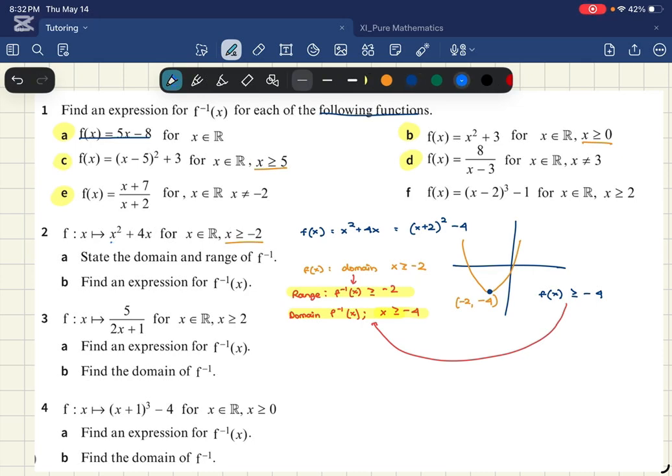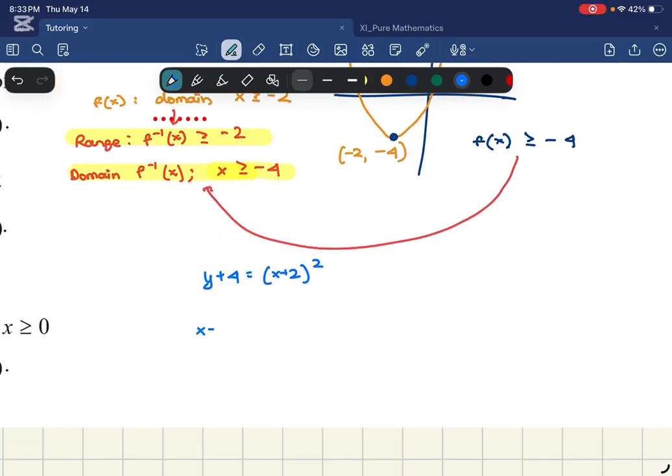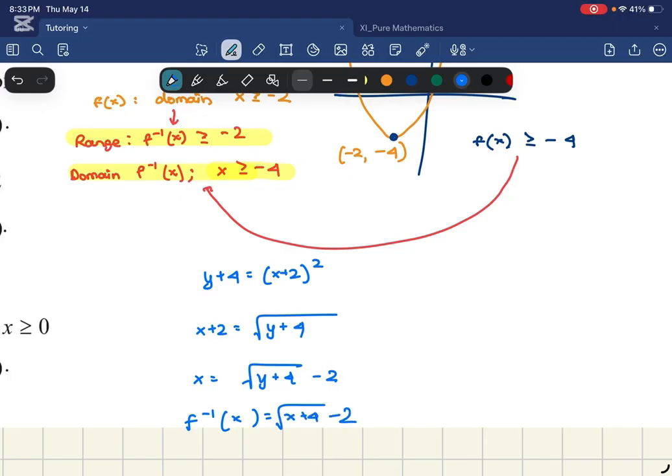If you're given a quadratic equation, to find the expression, it's easier if you complete the square. So if you set f of x as y and you add 4 to both sides, you have y plus 4 is (x plus 2) squared. So x plus 2 is equal to square root of (y plus 4). x is equal to square root of (y plus 4) minus 2. F inverse of x is square root of (x plus 4) minus 2. All right.